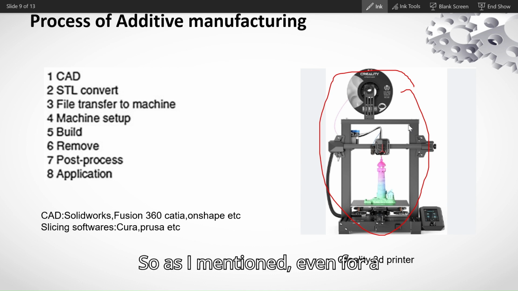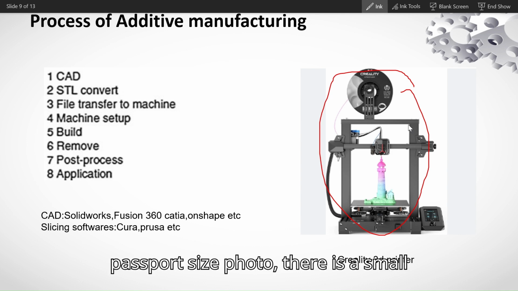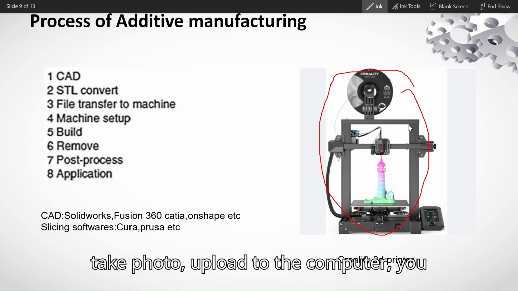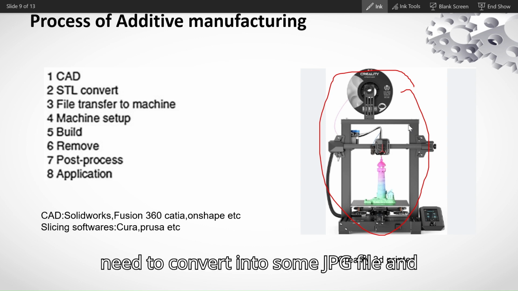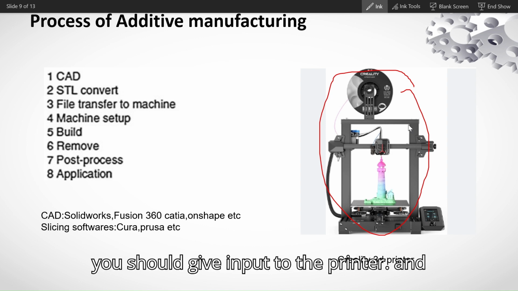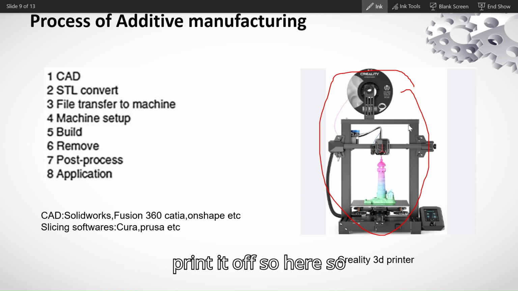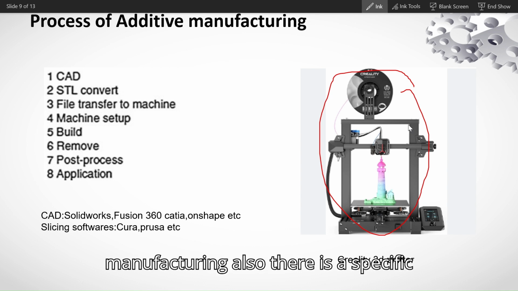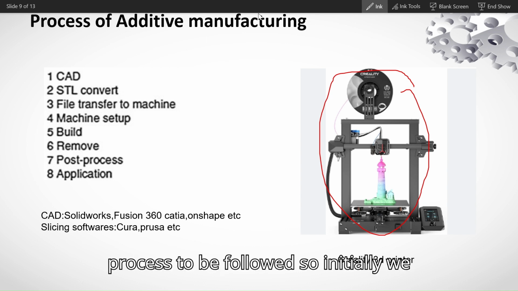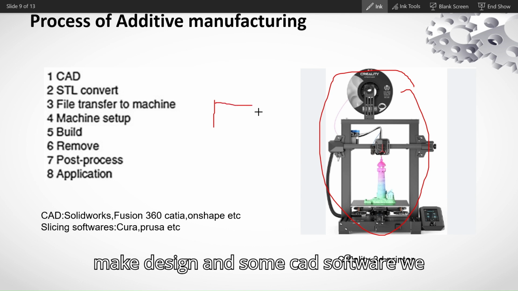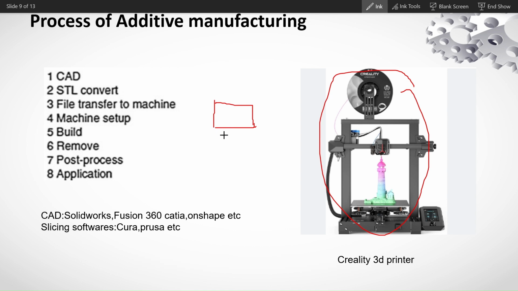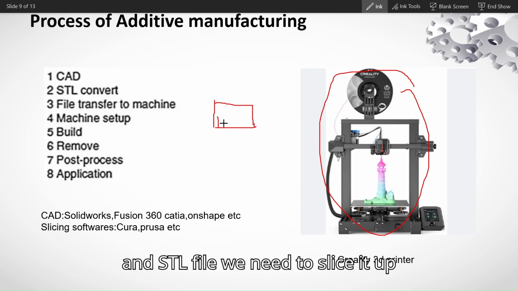So, as I mentioned, even for a small inkjet printing, making a passport size photo, there is a small process. You should take a photo, upload it to the computer, convert it into some JPG file, give it as input to the printer and print it off. So even for 3D printing, or additive manufacturing, there is a specific process to be followed. Initially we make a design in some CAD software, we save it as an STL file, and the STL file we need to slice up actually.